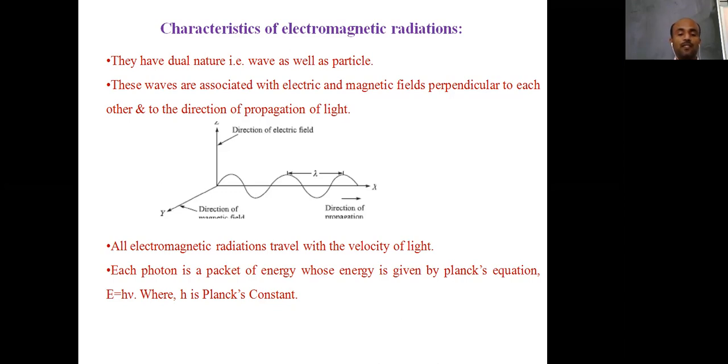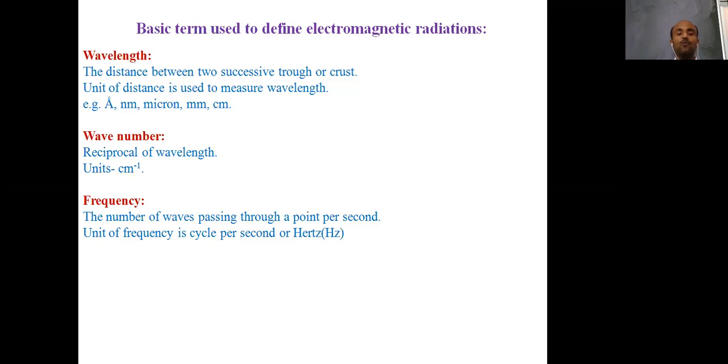Each photon consists of a packet of energy, and it is calculated by Planck's equation E = hν, where h is Planck's constant, E is the energy of that electromagnetic radiation, and ν is frequency. So these are some basic characteristics associated with electromagnetic radiations. Now, we use some terms to define electromagnetic radiations, and these terms are highly basic. We will discuss them quickly. Wavelength.